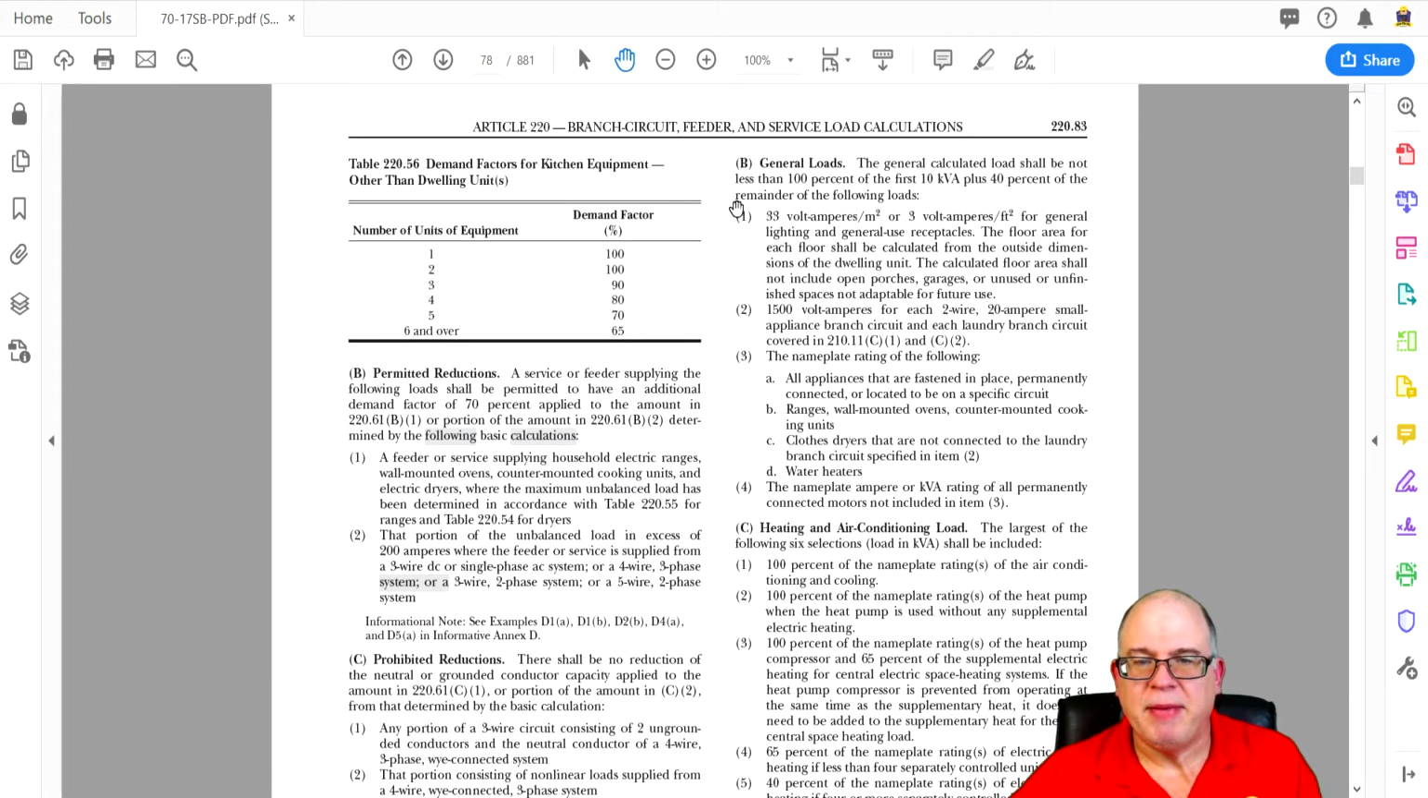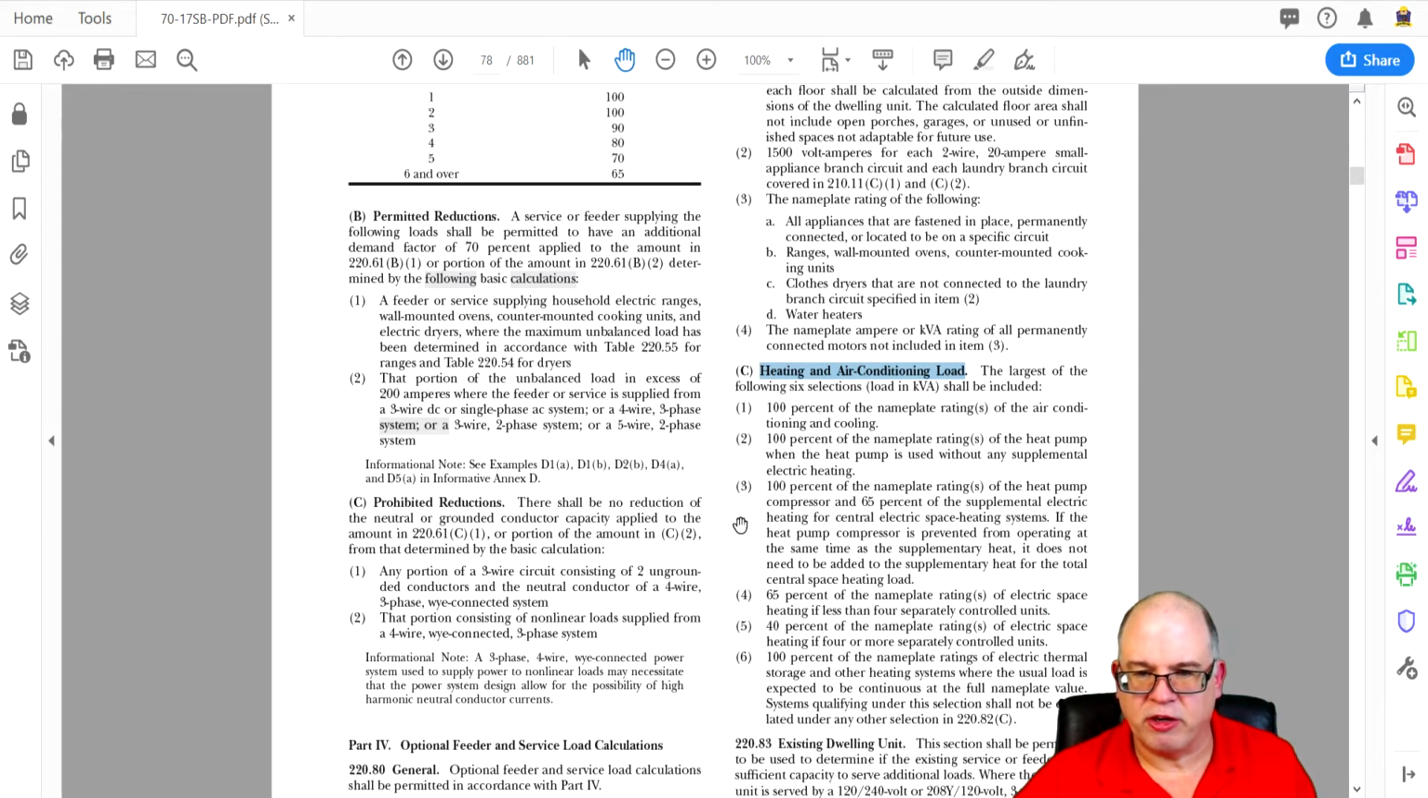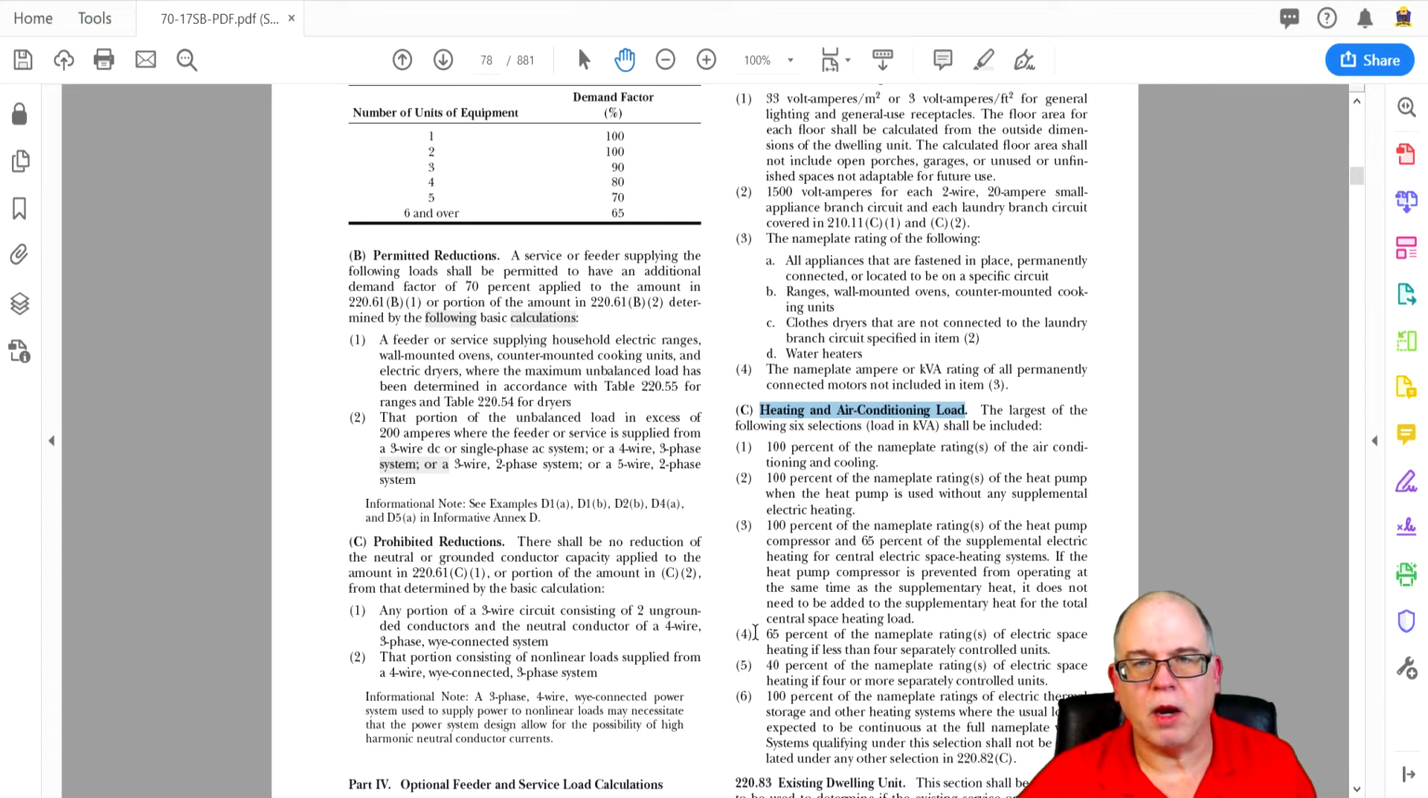Now, you have a B and a C. B is the general load, and we're going to talk about all those general loads today. And of course, then you've got C, which is heating and air conditioning, and you have 6 selections here. And you're going to take the largest of the 6 selections. Okay? That's what we're going to do today. Okay? All right.